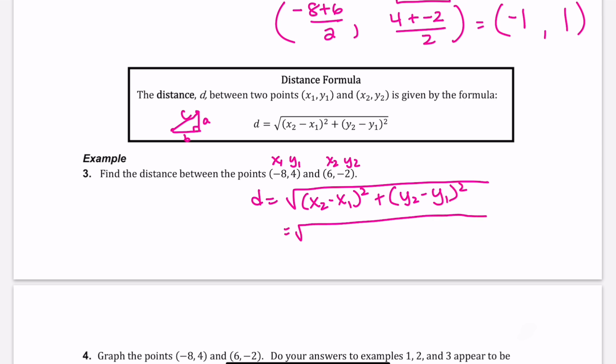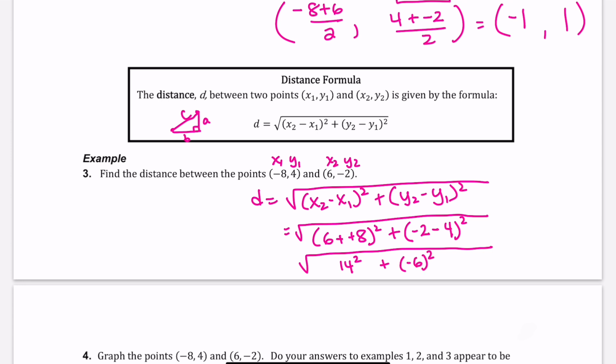If we substitute our values in, x2 would be 6 minus x1, which is a negative 8. So minus a negative 8 squared plus y2, which is negative 2, minus y1, which is 4, squared. And then you can put it into your calculator just like this, or I'm going to do this a little bit more by hand. 6 plus 8 is 14 squared. And negative 2 minus 4 is a negative 6 squared.